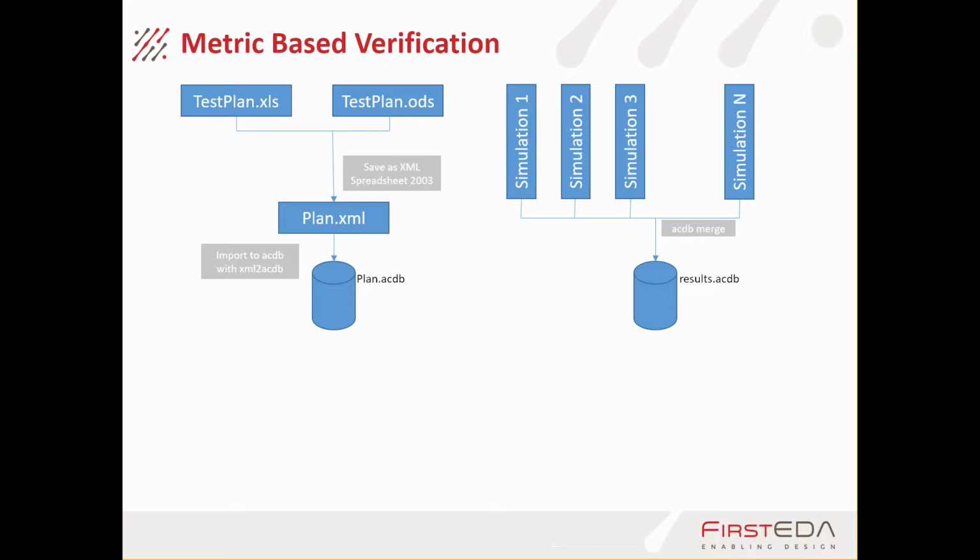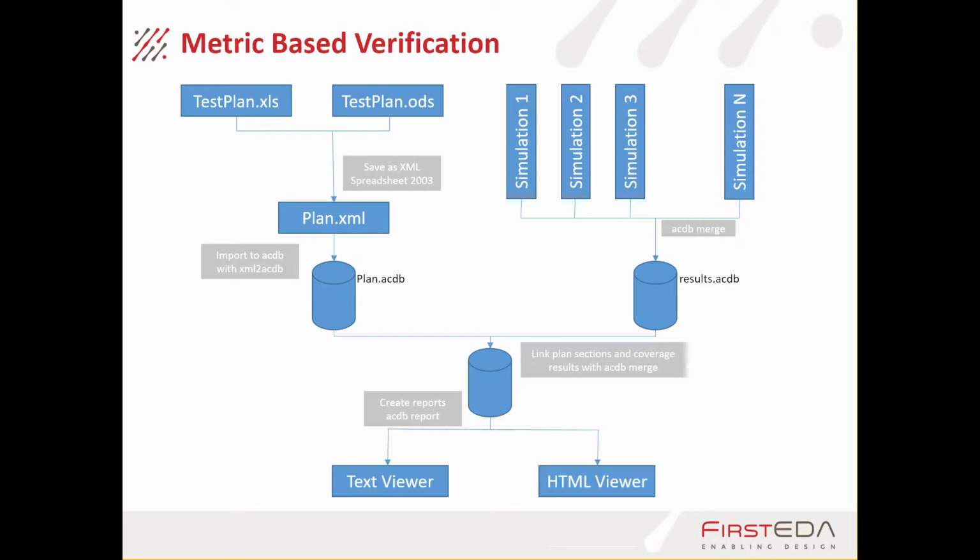So now we're in the position where we have a test plan in a database and a set of test results in a database. So all we need to do is merge the two together, associating tests with the test requirements in the plan. And once we have that merged database, we can output an HTML report or a text report that we can view and see how we're progressing on closing down on all our test plan requirements.